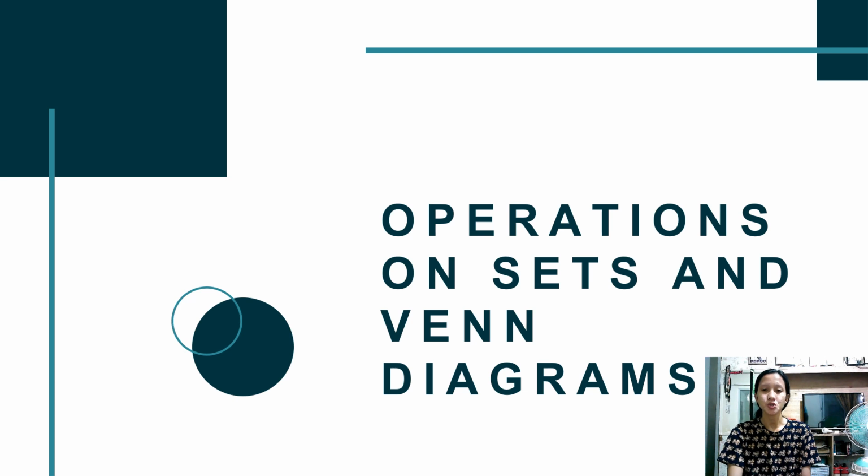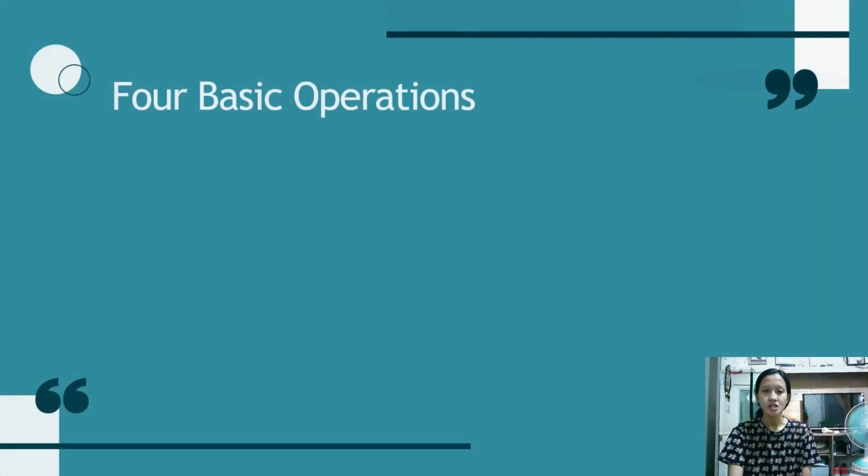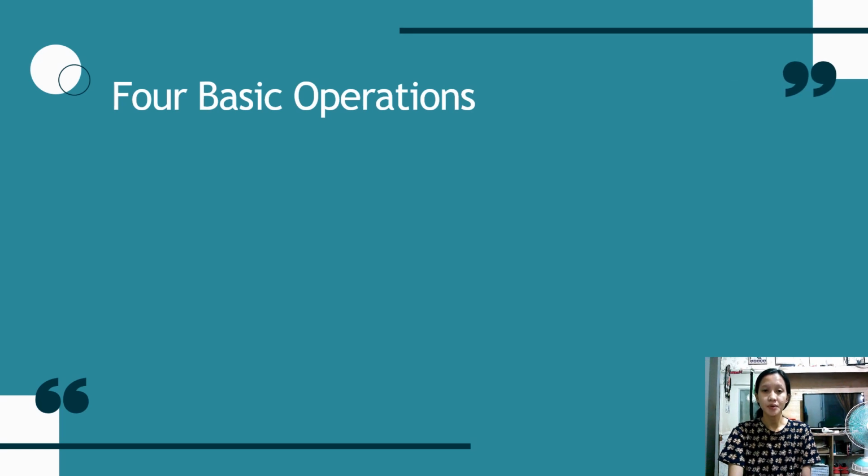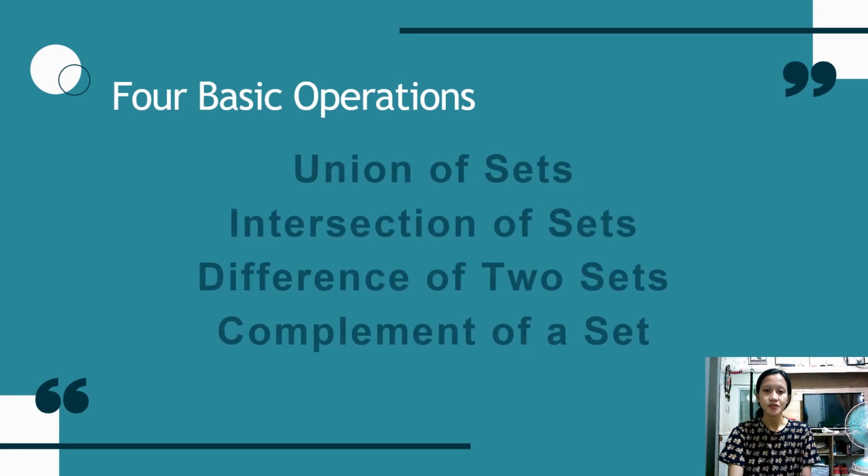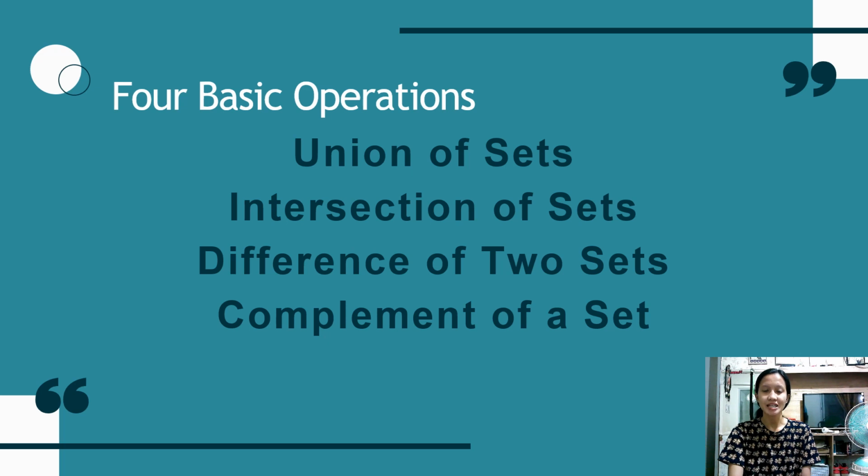We will discuss operations on sets and Venn diagrams. There are four basic operations on sets. The first one is the union of sets. The second one is the intersection of sets. The third one is the difference of two sets. And the last one is the complement of a set.